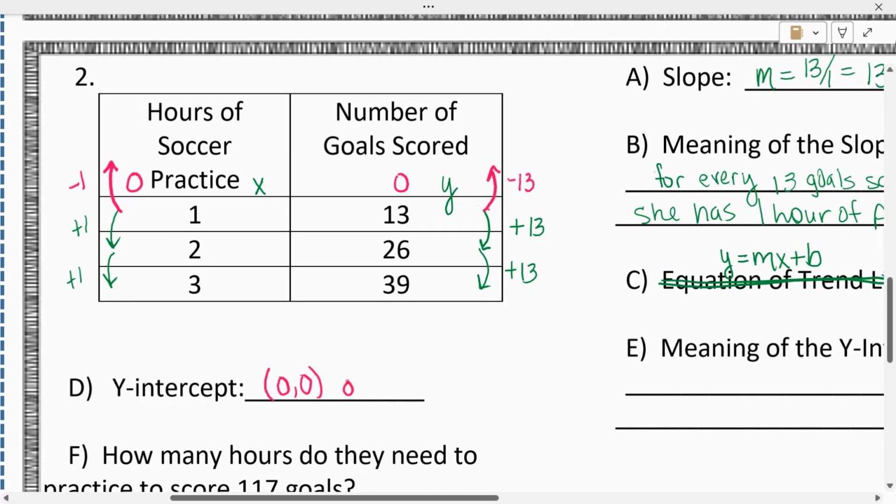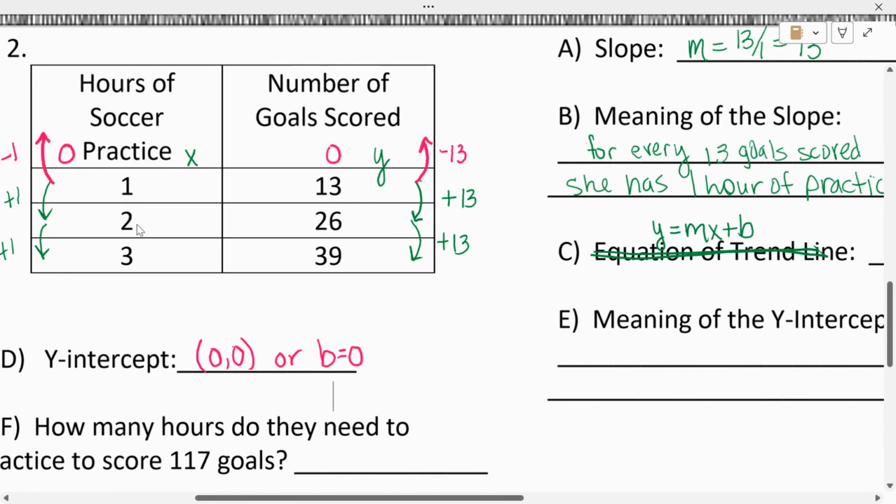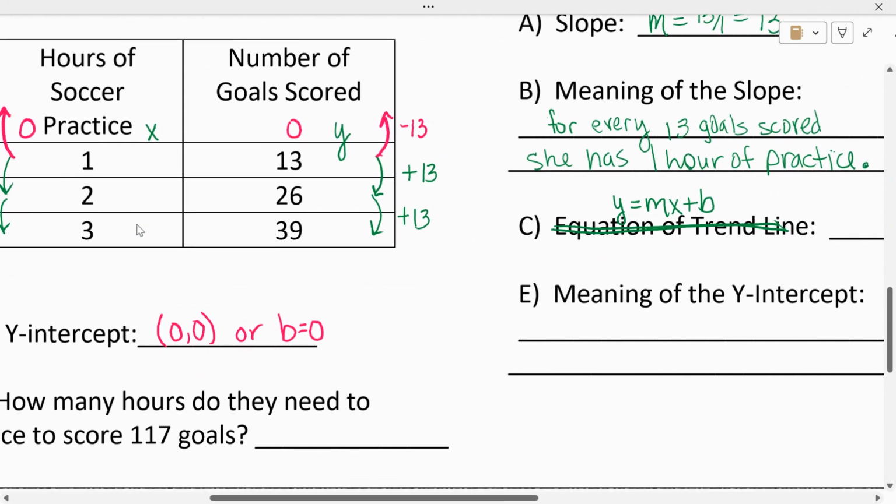Or we could say b equals 0. And what is the meaning of it? What does it mean? If he doesn't play any hours of soccer, he doesn't score any goals. Yeah, 0 hours of practice.